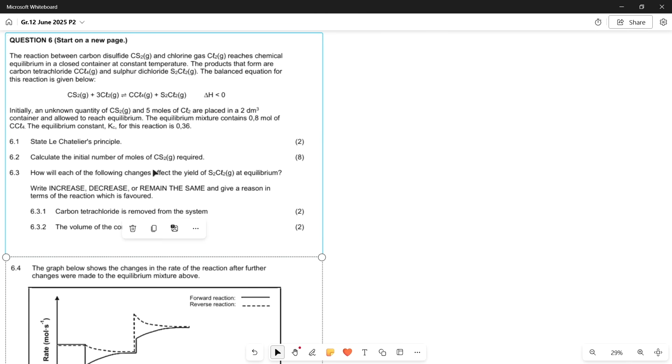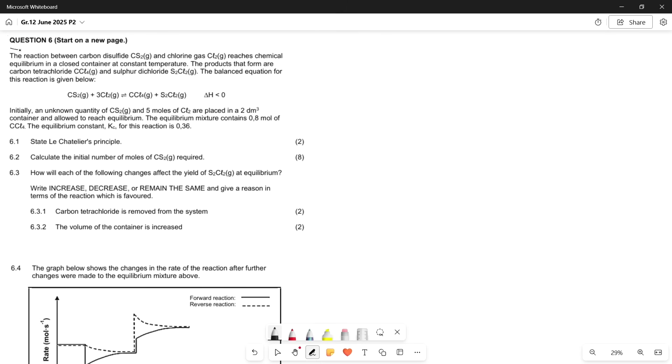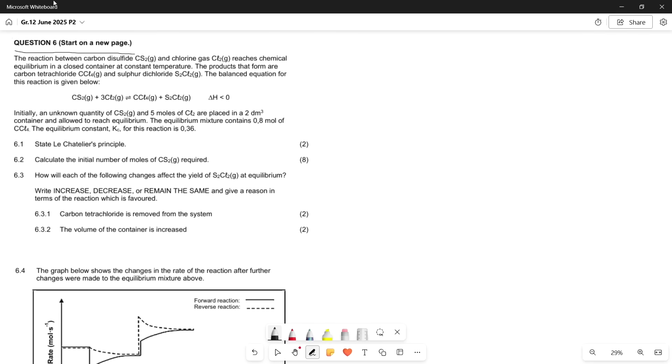So if chemical equilibrium is getting a bit confusing at the moment, we're about to break down question 6 over here of the June 2025 chemistry paper. So let's jump right in. So it says the reaction between carbon disulfide over here and chlorine gas over here, okay, this is already balanced, reaches chemical equilibrium going both ways in a closed container at constant temperature. The products that form are carbon tetrachloride, okay, so we have this guy, and sulfur dichloride, this guy over here. The balanced equation for this reaction is given below, balanced, happy days.